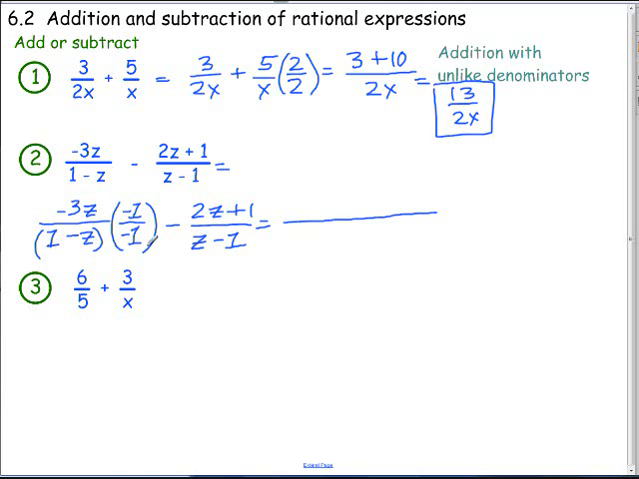a common denominator when I, let's go to a different color. When I distribute this and this, I will end up with a positive z and a negative 1, which makes this common to this. Now I can just have a single numerator over this common denominator. And that's going to be a negative 3z times a negative 1, which is a positive 3z.